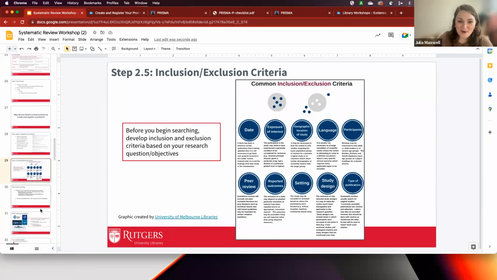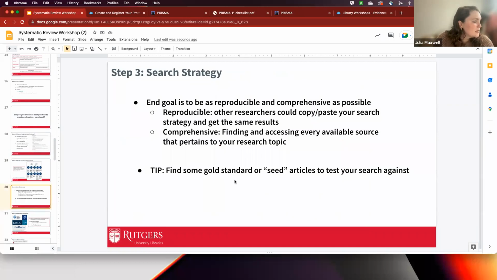Okay, now we're going to talk about searching, which is the big part of doing a review. It takes probably the most time, I would say. So you write a search strategy. This search strategy gets applied to a bunch of different databases. The more databases you can identify as being useful, the better. The end goal of this search strategy is to make it as comprehensive and reproducible as possible.